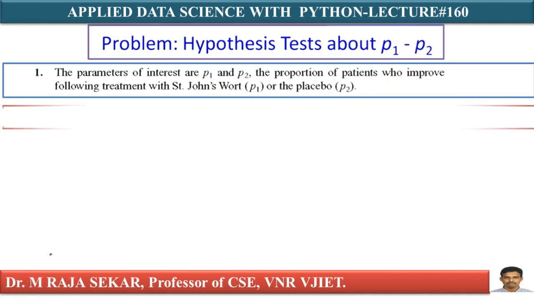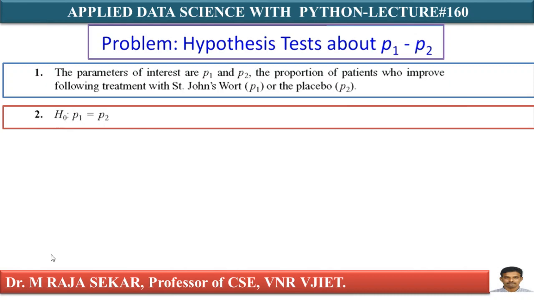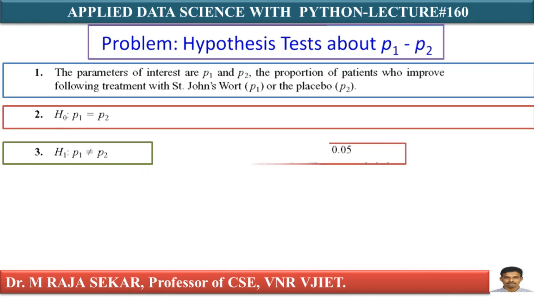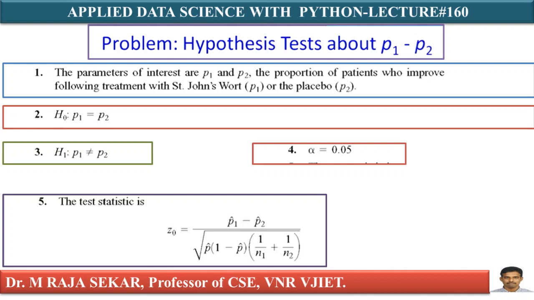Now, let me proceed further. What is my null hypothesis? P1 equal to P2, there is no difference. That is the status quo. And the alternative hypothesis is P1 not equal to P2, and your level of significance alpha is 0.05. Your Z naught is the formula which we have seen a few minutes back: (P1 cap minus P2 cap) divided by the square root of P cap times (1 minus P cap) times (1 by n1 plus 1 by n2).